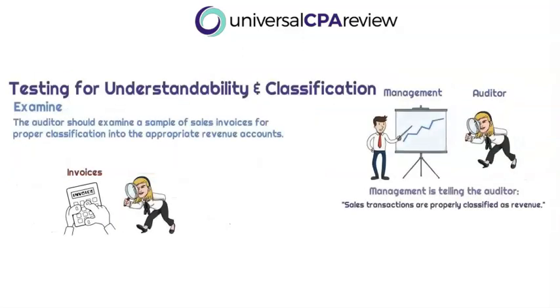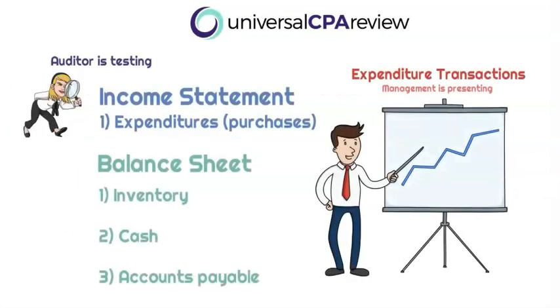And finally, understandability and classification. So here the auditor is going to be examining some reports. Why? Because they want to ensure that everything makes sense and that everything is classified properly. Okay, so the auditor should examine a sample of sales invoices for proper classification into the proper revenue accounts. Okay, so we talked about revenues.